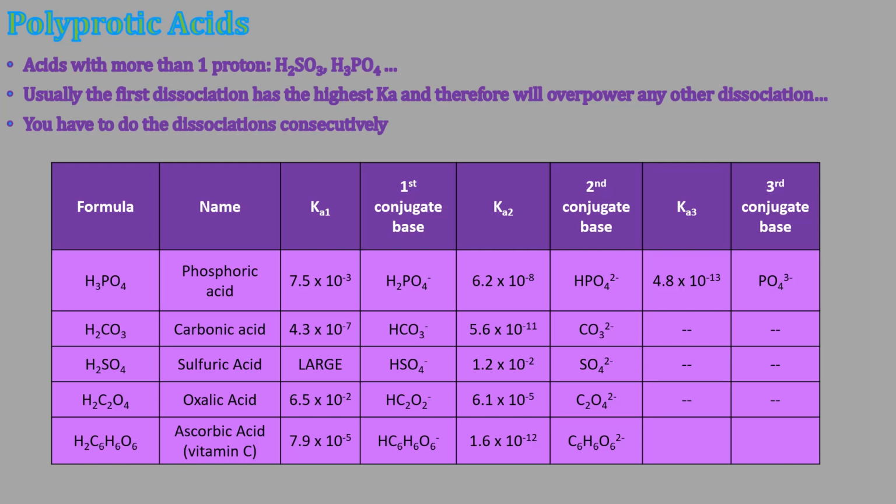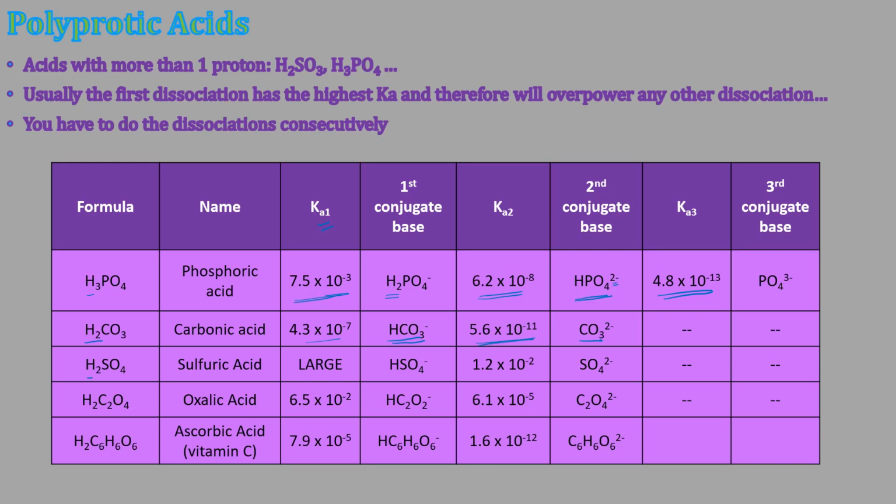Usually the very first dissociation, so this is Ka1, means we've lost one hydrogen here. The first conjugate base looks like that, and the first Ka is 7.5 times 10 to the negative third. The next one has one less hydrogen and an extra negative charge. The next Ka is much smaller, and the third Ka for that acid is even smaller. Carbonic acid, H2CO3, has 2 conjugate bases here. The first dissociation is pretty small, and the second dissociation is very tiny.